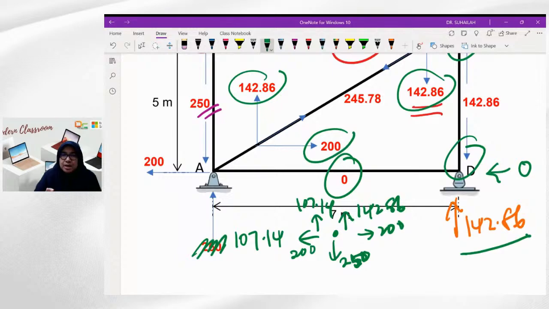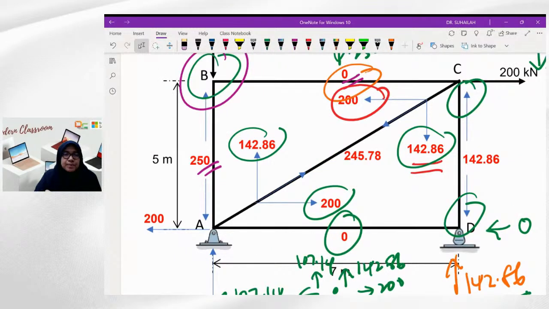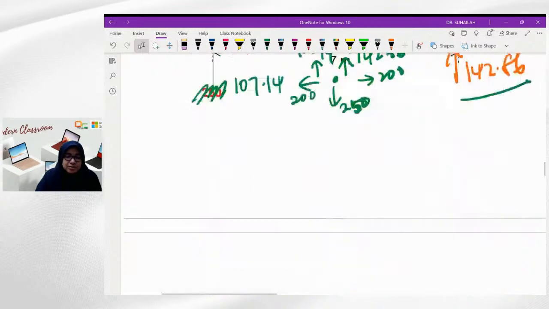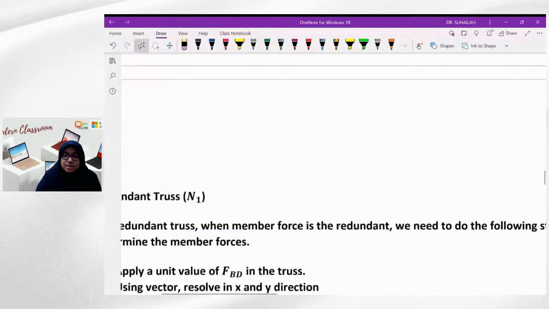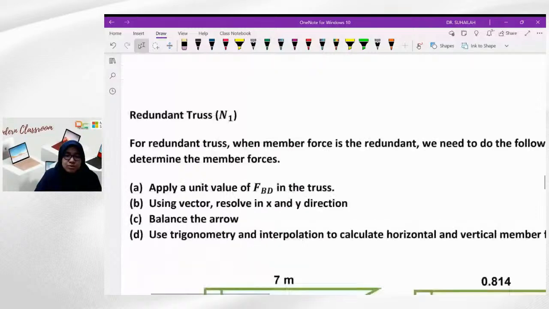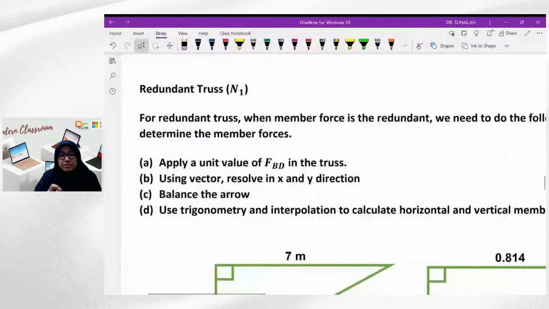So this is how we calculate member forces in a primary truss. Okay, we move to the redundant truss. In a redundant truss, when the member force is redundant, we need to follow the following steps to determine the member forces, because whenever the member force is redundant, there will be no reaction as there is no external load.